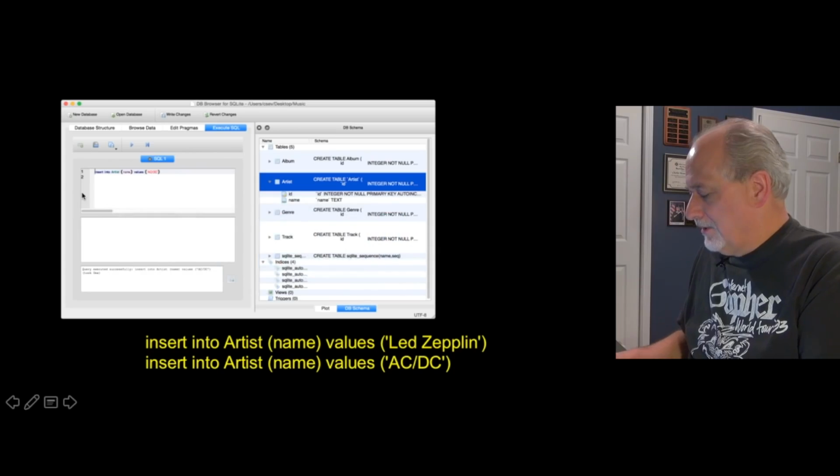Because everywhere else in the program that we want to say Led Zeppelin, I've got to say 1 now, because the artist ID of 1 means Led Zeppelin in those rows. And so now we're going to go back and take a look at the next one.